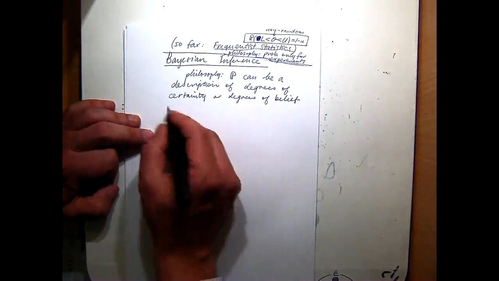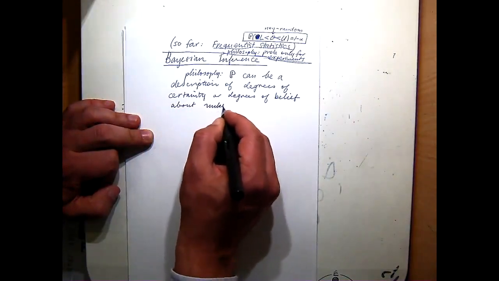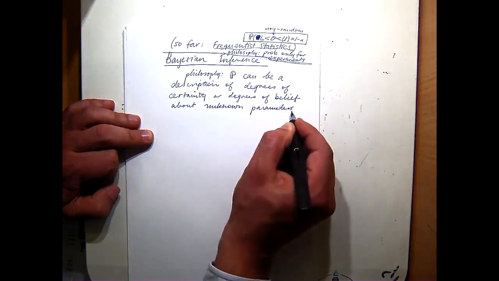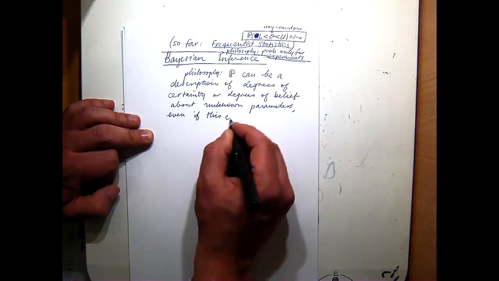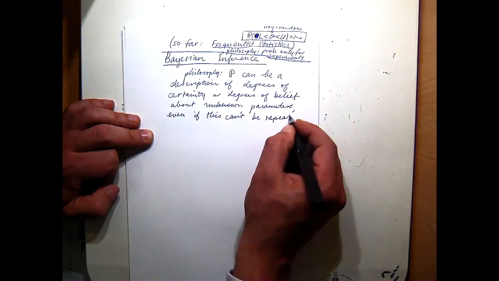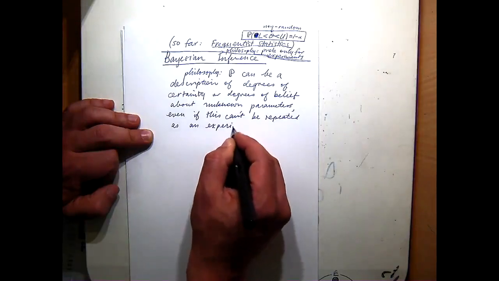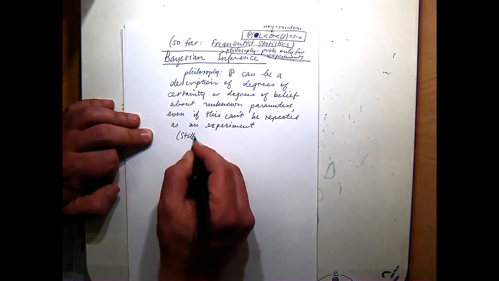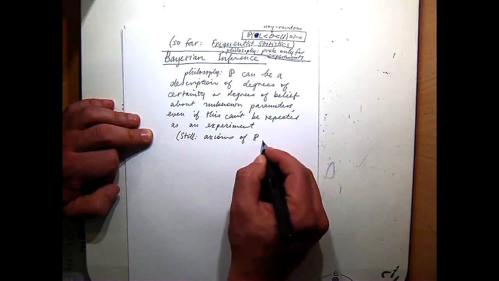Degrees of certainty or degrees of belief about unknown parameters, even if this couldn't be reflected by, let me say, repeated as an experiment. Now, there is still a constraint to this. The axioms of probability still hold, which we did at the start of the course.